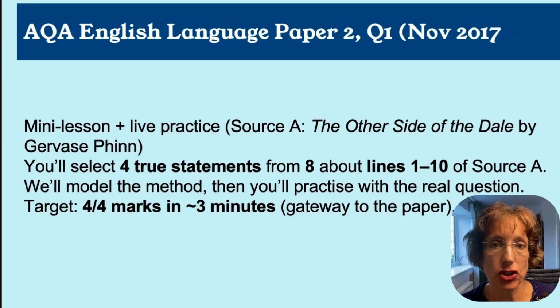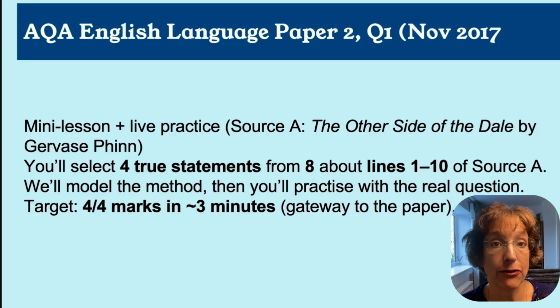So what we're going to do today, we're going to have a look at the November 2017 paper, and for this question, the source is The Other Side of the Dale by Gervase Phinn. You're going to select 4 true statements from 8 possible statements, and it's based on lines 1 to 10 of source A. We'll model the method and then you'll practice with the question.